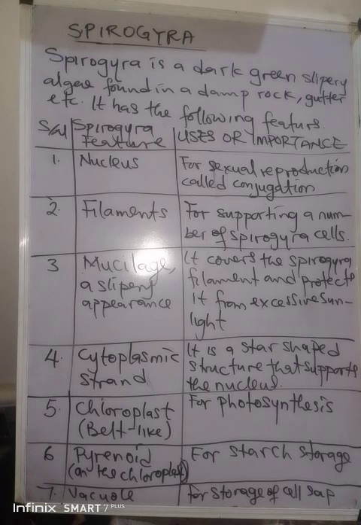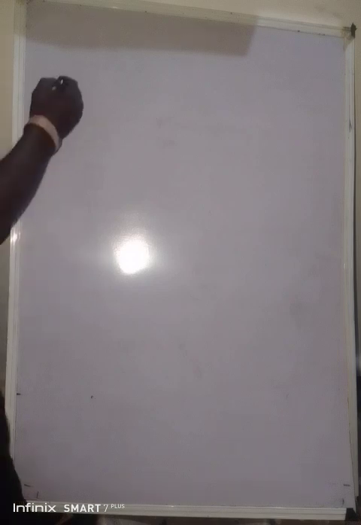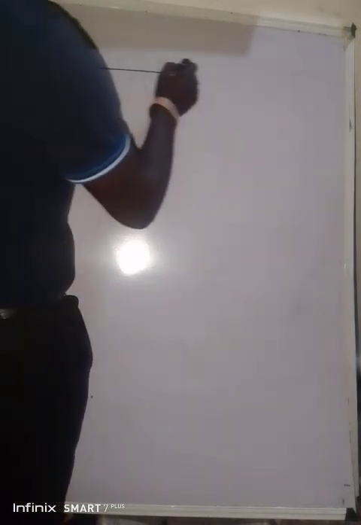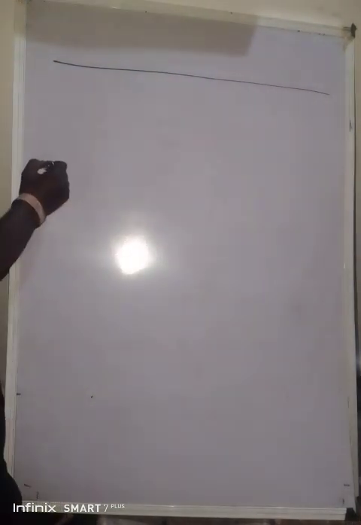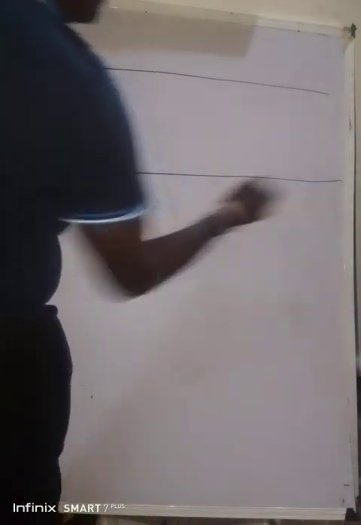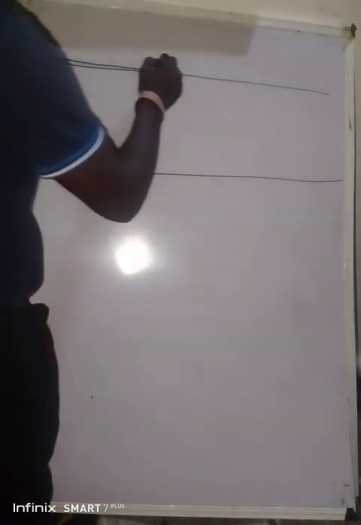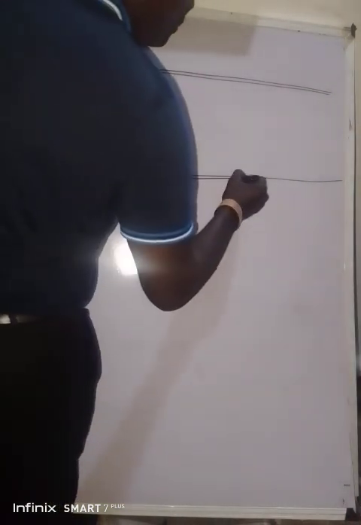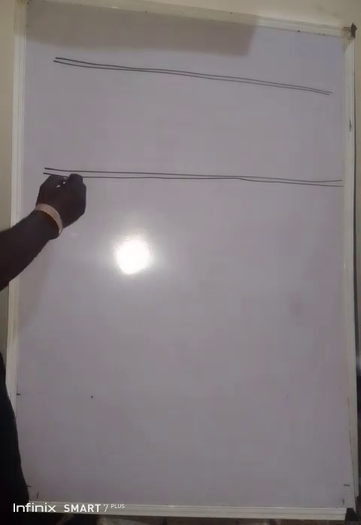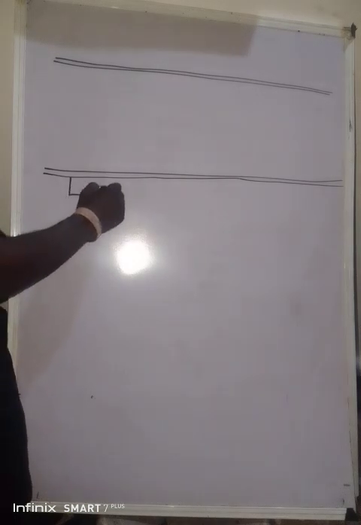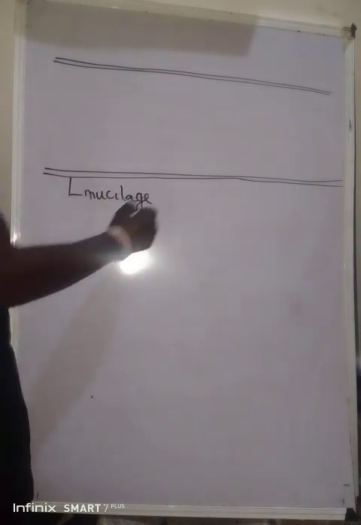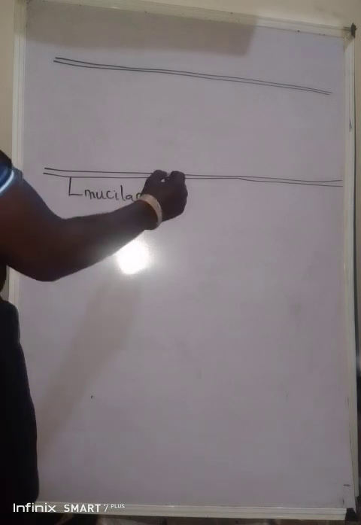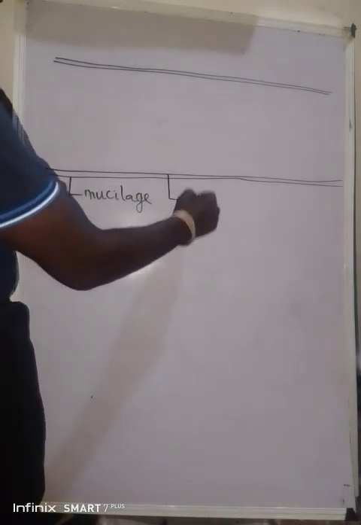So let's now look at a diagram that will contain all these features we have stated about Spirogyra. I want to wipe off everything. So let's take a look at the diagram of a Spirogyra. This is a filament. This is another filament. On the filament we have the mucilage. These are mucilage. This is a mucilage that protects the filament from excessive sunlight.